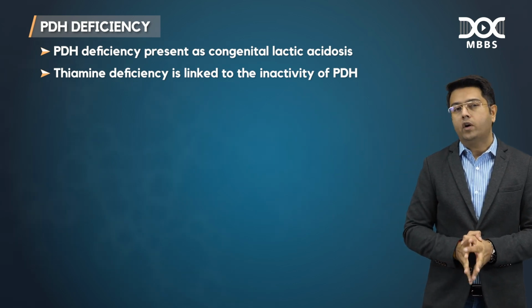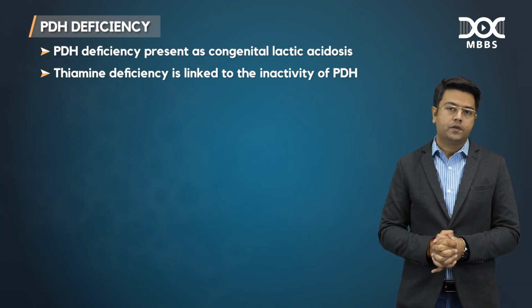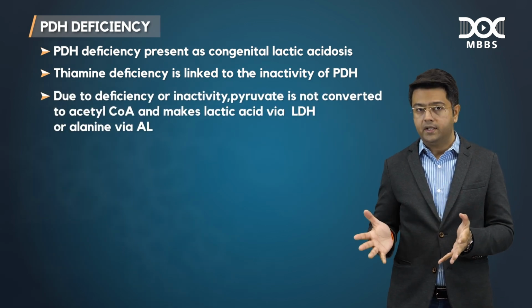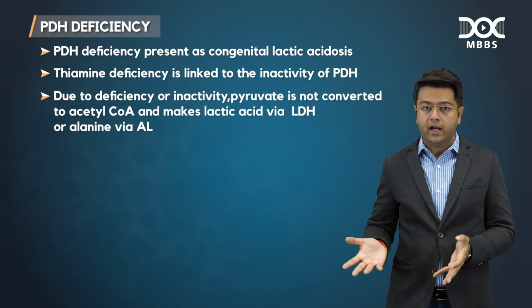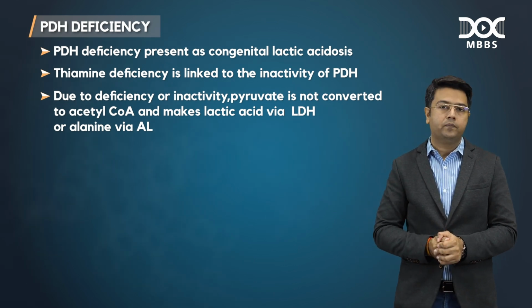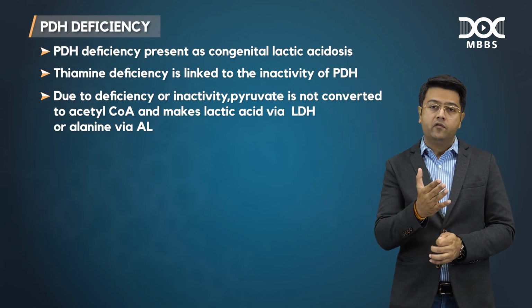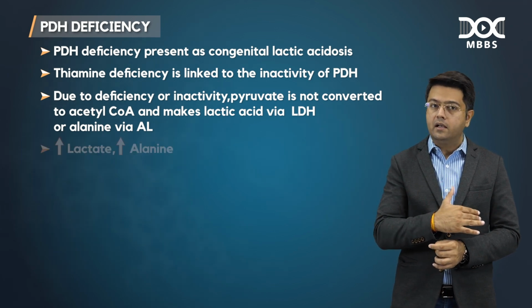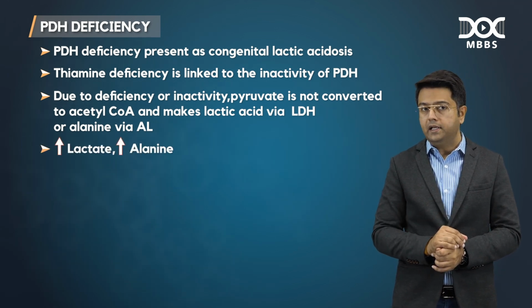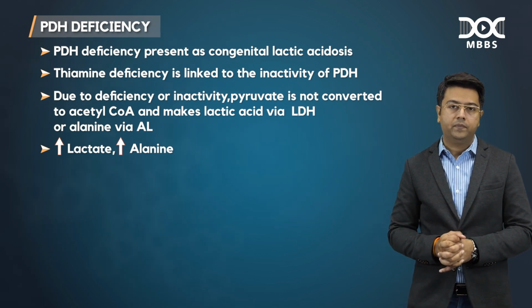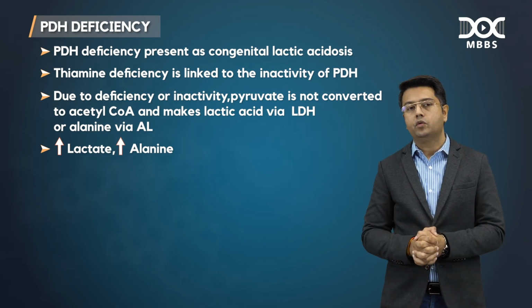Fine. So what happens in congenital lactic acidosis? See guys, now the PDH is not present or it is inactive because of thiamine deficiency. Pyruvate is not converted into acetyl-CoA. So now pyruvate converts into some other pathway, right? Let's say it is making the lactic acid via LDH, or it is also making alanine via ALT reaction, alanine transaminase reaction. So what happens to this patient?